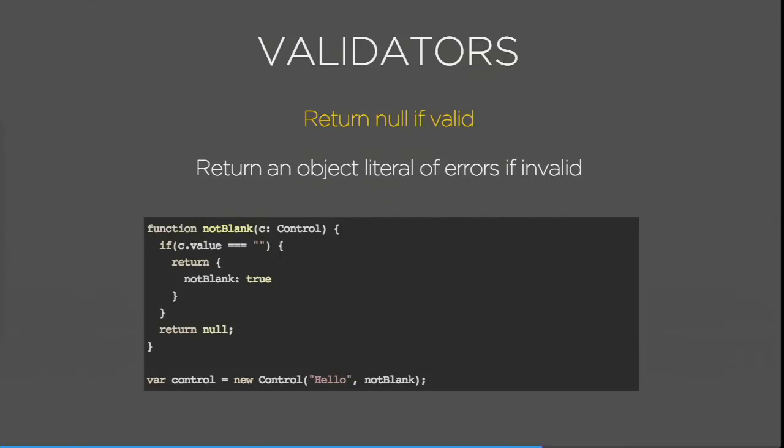And when we create this function, this allows us to essentially encapsulate all of our complex form logic inside of just this little function. And then down here, when I create a control, I say var control equals a new control, give it an initial value of hello, pass that validator function in. And now if I were to say control.valid, in this case, it would be valid because it's not equal to the empty string. But if I updated its value to the empty string, it would then become invalid.